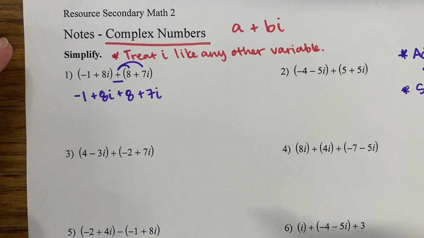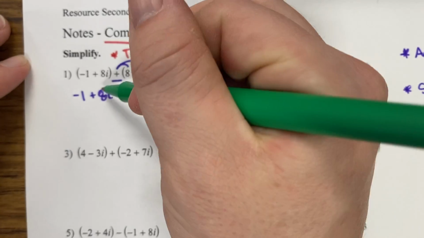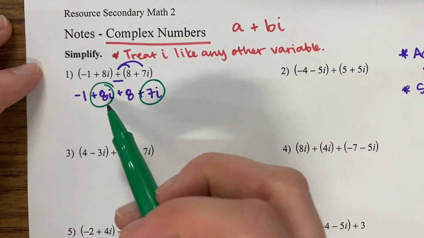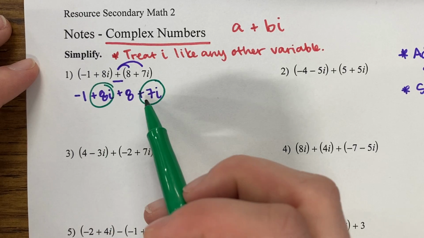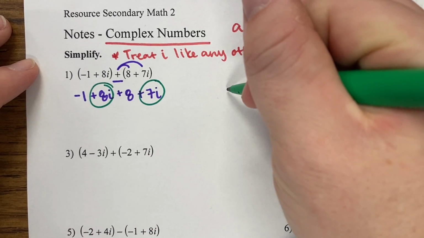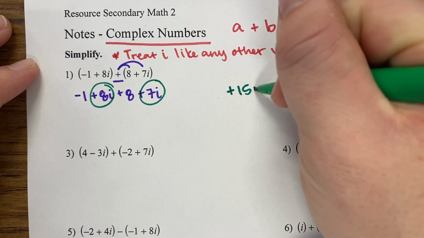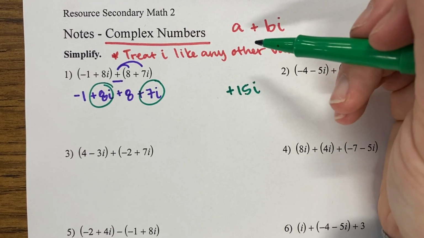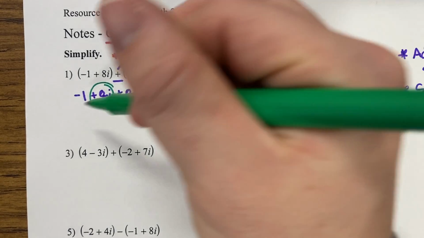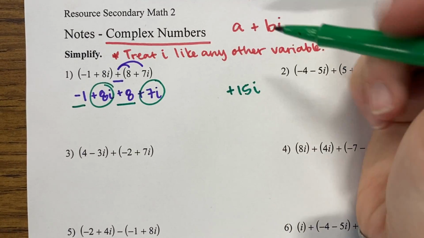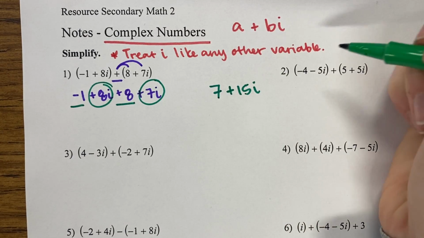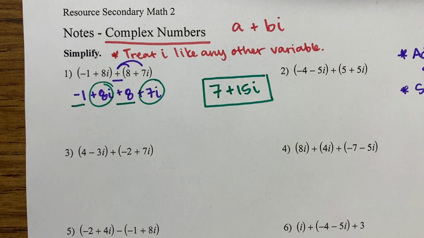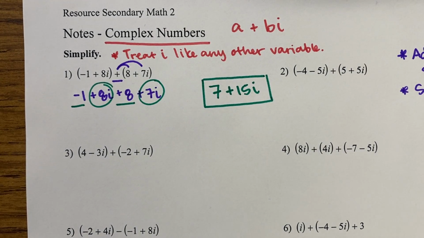Okay, and now we just combine like terms. So I can combine i's and i's, just like x's with x's, y's with y's. Okay, so this is positive 8 plus 7. This is going to give us a positive 15i, and I'm writing it second just because our form up there, usually we write the term with the i second. Okay, and then I combine -1 plus 8. That's going to give me positive 7. And there we go. That is simplified.